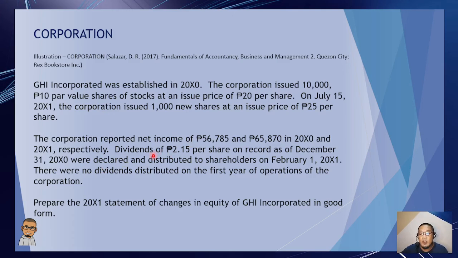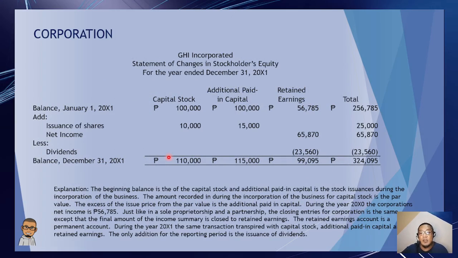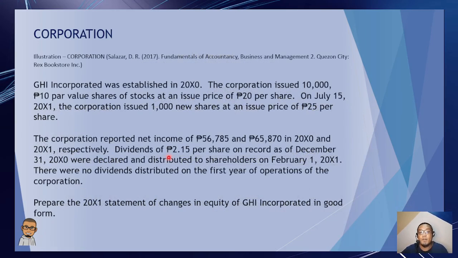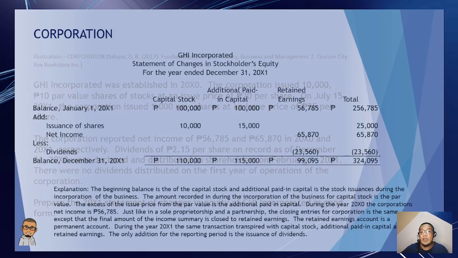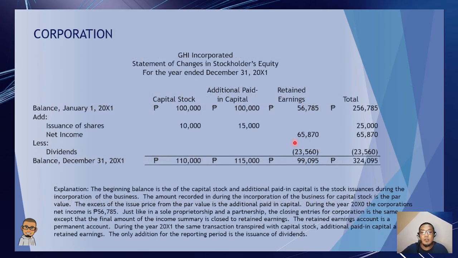So, tignan mo, ang dividends is 2 pesos and 15 centavos per share. Okay? So, para malaman mo kung magkano yan, bilangin mo muna ilan yung shares of stock. Okay? The shares of stock was 10,000 initially. Tapos, nagkaroon ka ng additional 1,000 shares. So, 11,000 shares of stocks na ang nai-issue mo as a corporation. Okay? Kaya, yun yung amount ng dividend.